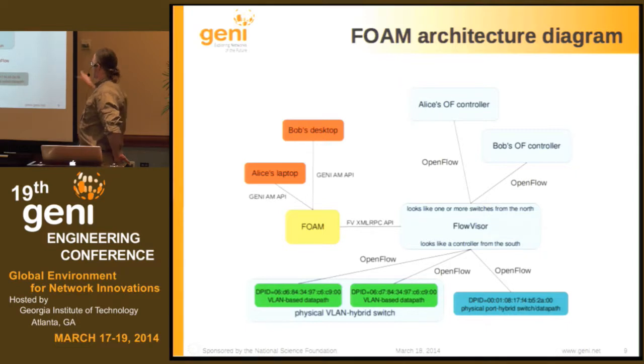So if traffic comes into the switch and there are existing flow rules, it just flows right through and things happen at wire speed. If traffic comes in and the switch doesn't know what to do, it sends it to Flowvisor. It figures out what controller to send it to, all that kind of stuff.